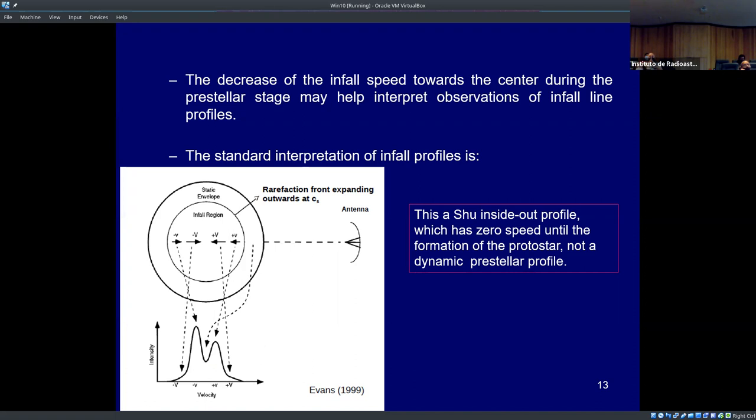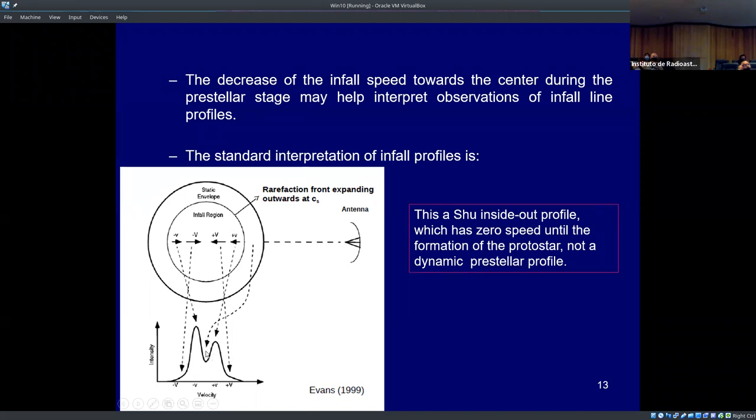So you have an infalling inner region and a static envelope, and then you assume that the spectral lines formed in this type of core, assuming this type of structure, are created in this way. You have an inner core, which is infalling with the velocity increasing towards the center. So the largest velocities are forming these peaks. There's a blue shifted peak here, which is coming from the far side of the core, and a red peak, which is coming from the near side of the core.